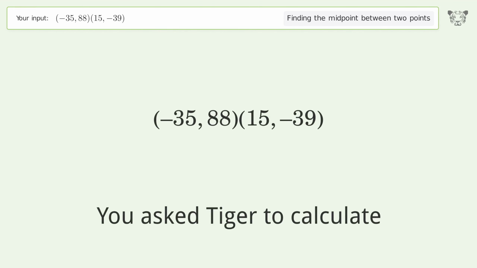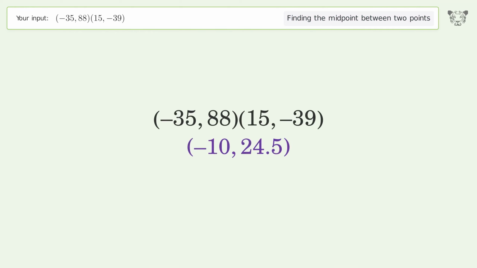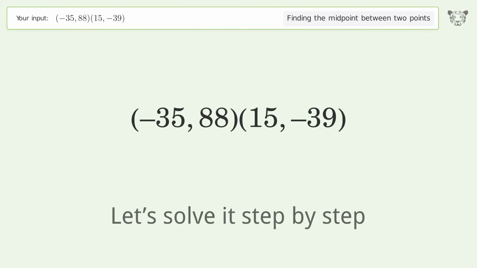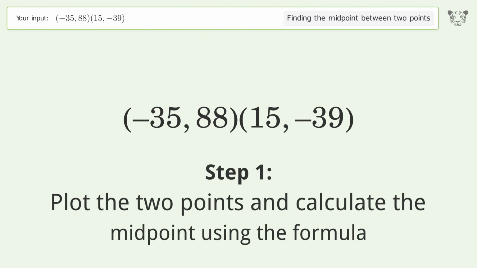You ask Tiger to calculate. This deals with finding the midpoint between 2 points. The midpoint between the 2 points is -10, 24.5. Let's solve it step by step. Plot the 2 points and calculate the midpoint using the formula.